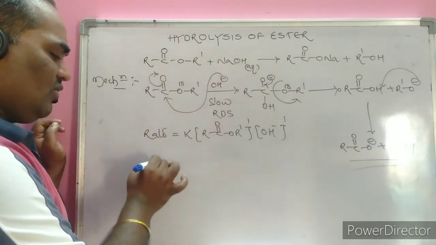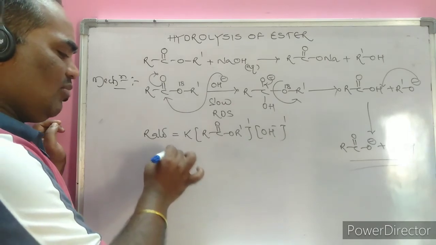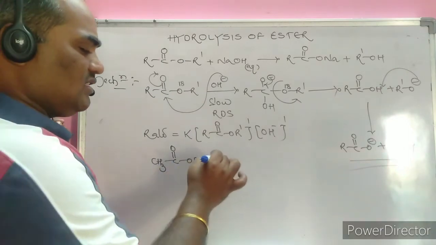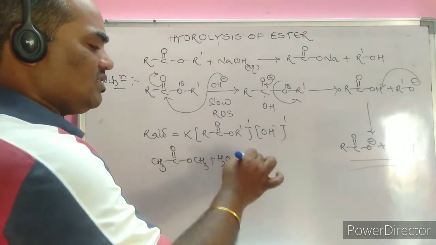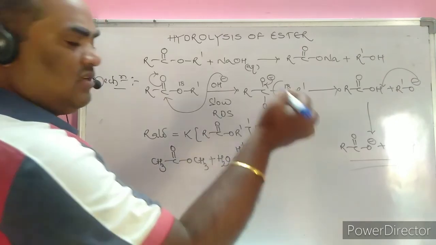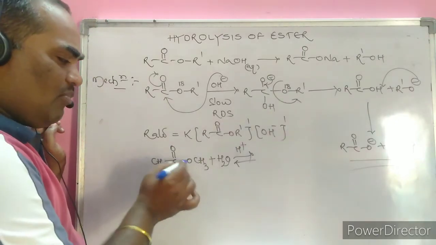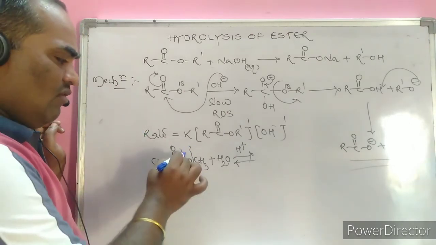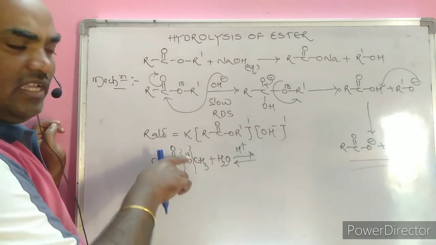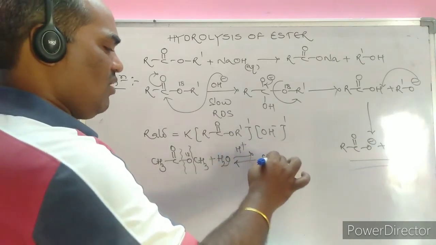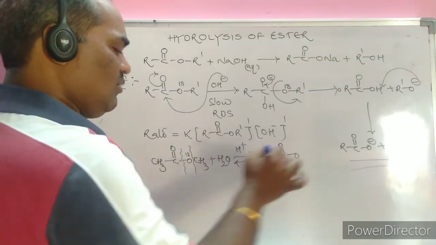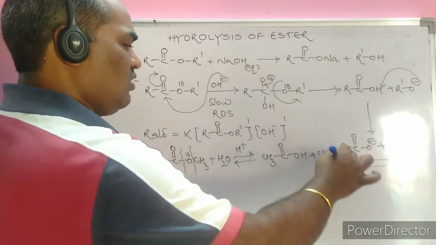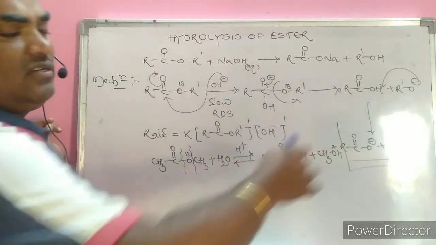Let us take an example: here CH3 C double bond OCH3 is given, methyl ethanoate or methyl acetate. Acidic hydrolysis is given, H plus acidic hydrolysis. Now what will happen? Whether the bond is broken here or here is the major important point. In order to know that, the oxygen is taken as a tracer. Hence the formed product is CH3 C double bond OH plus CH3OH. Now the isotopic weight of the oxygen is considered here.